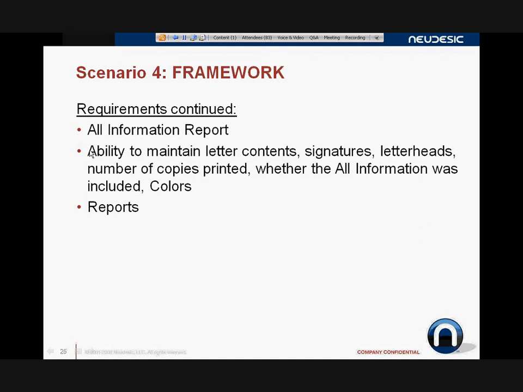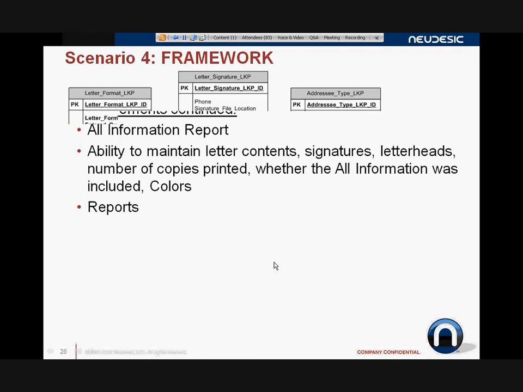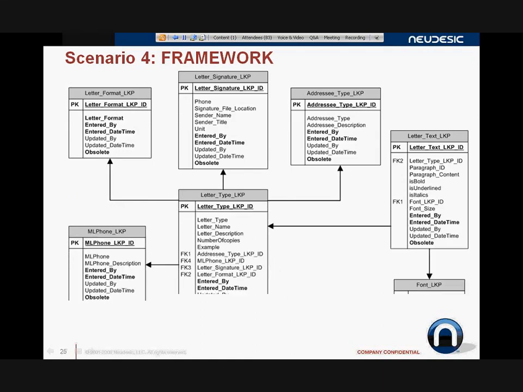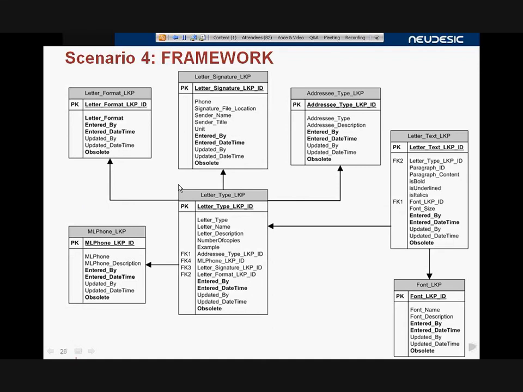And they wanted the ability to maintain the letter contents, what signatures to use, what letterheads to use, the number of copies printed, and whether or not the all-information report was required, and what colors and reports. I want to talk a little bit about the solution, and I'm going to jump through some of this pretty quickly. This first table here is actually the letter type table. So I've got what the letter type is, its name, its description, how many, what's the default. If I print this, typically we're going to produce 2. We want to send one out and then put one in the paper file.